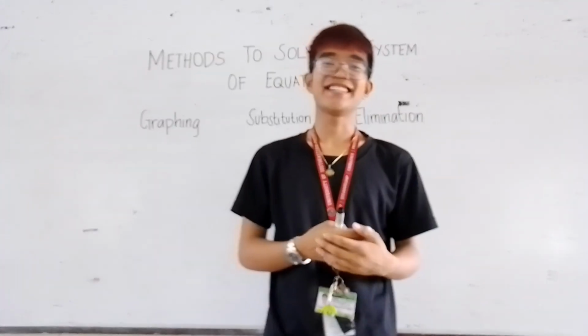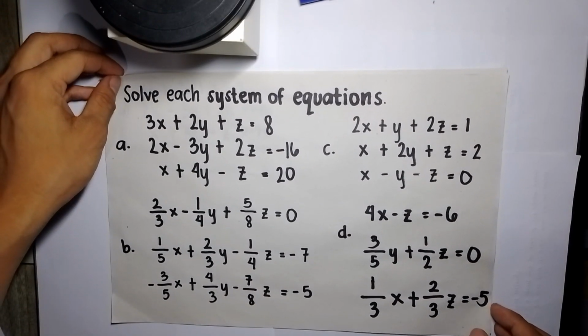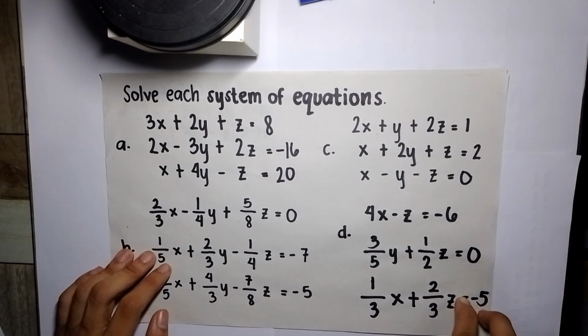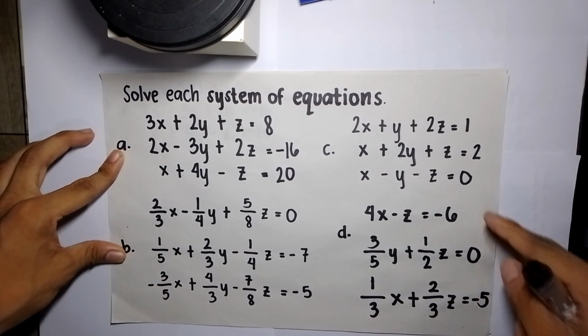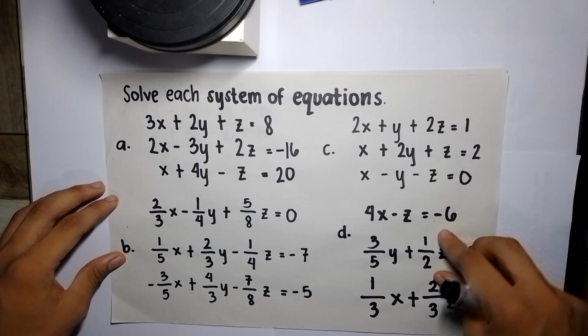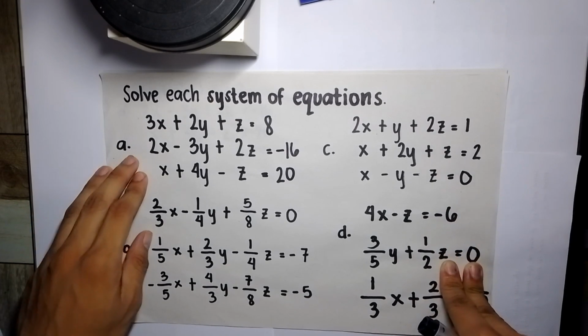Now, let's have these examples. We're going to solve each system of equations using the elimination method. We have letter A, B, and C, and lastly, we have letter D. But we're going to answer first the letter A.